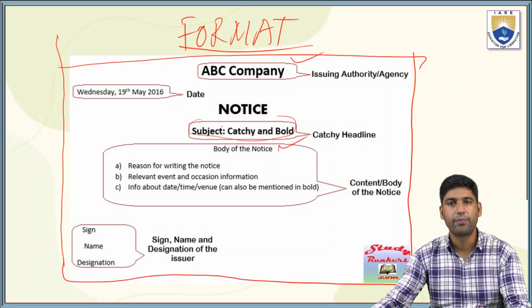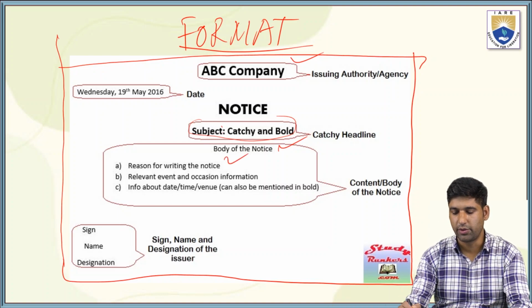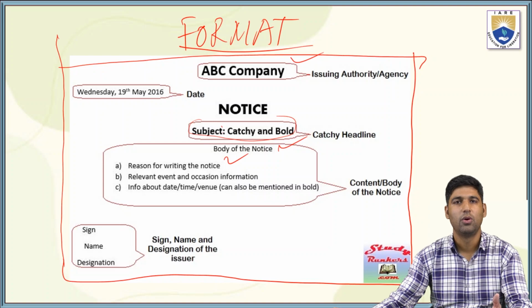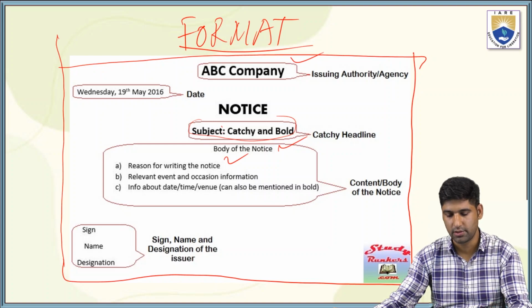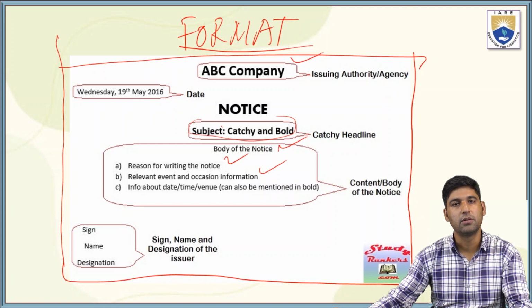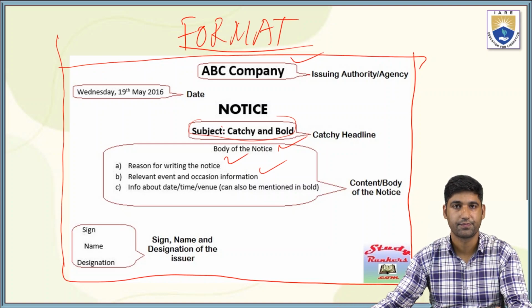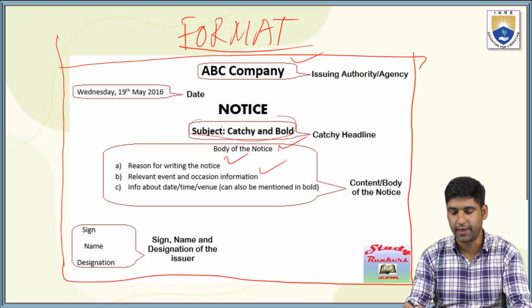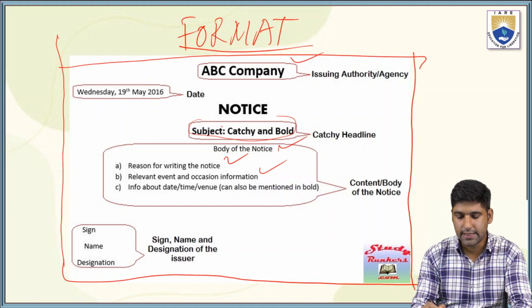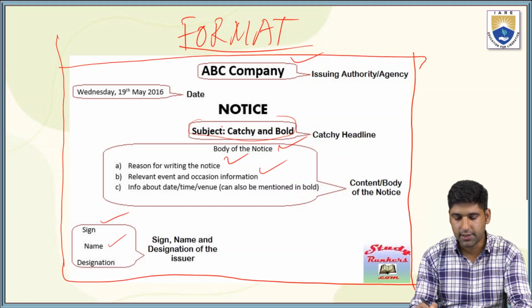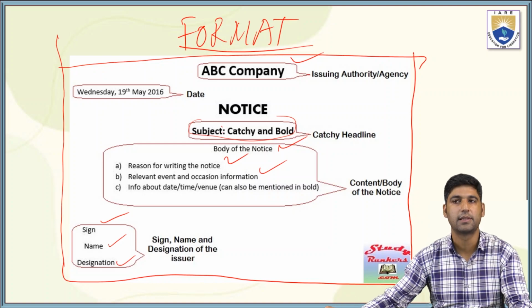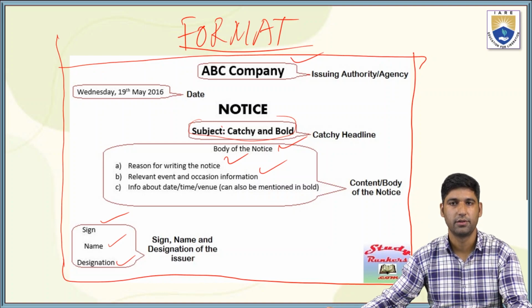And in the body, there are certain things which you need to take care of. Like the reason for writing the notice, that is, as I told you, what's happening in the notice. Why do you write the notice? Relevant event and occasion information. If it is about an event, we need to give the information regarding the event. Information about date, time, venue should be there, and it should be in bold. That I'll tell you. This is the content. Then there is the signature of the issuing authority. There, it's his or her name and designation. This comes there. So this is important.